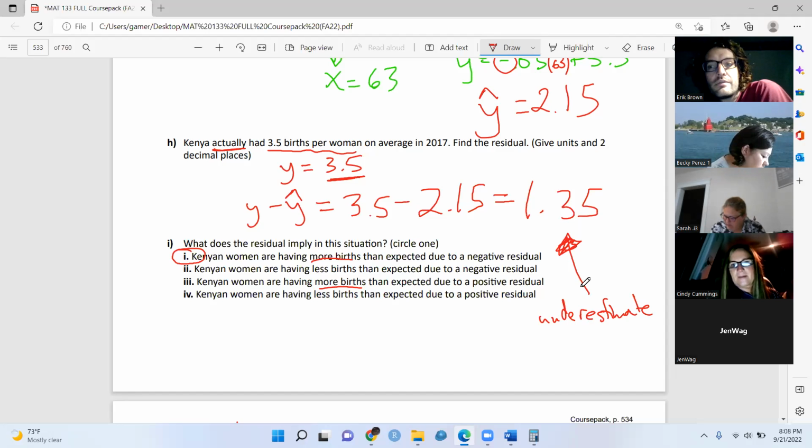Okay, so it'd be answer number 3. Kenyan women are having more births than expected due to a positive residual. You guys will go over that tomorrow night about why that's called that. It seems funny that a positive number would be an underestimate, but we'll explain that tomorrow. It's just because of what we predicted.